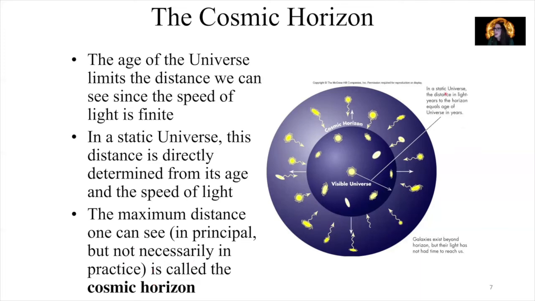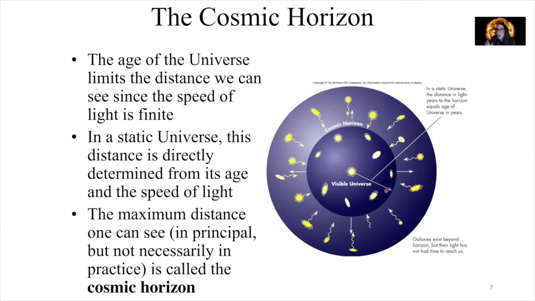So in a static universe, assuming that the universe is not expanding, the distance in light years to the horizon, the furthest things we can see in our universe, equals the age of our universe. Okay? If something is a distance away from us in light years, it takes light that many years to get to us from that distance, okay?